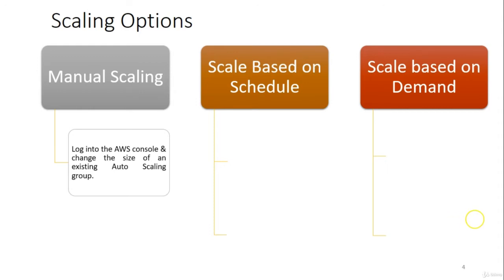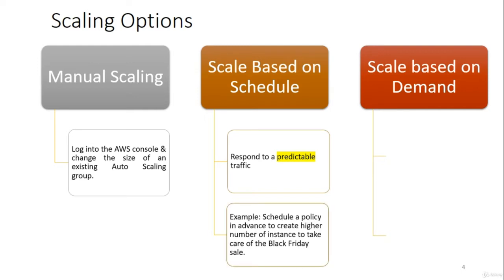You can scale based on a schedule when you need to respond to predictable traffic. For example, schedule a policy in advance to create a higher number of instances to take care of the Black Friday sale. You already know the date, for example the 4th Friday of November, that is the Black Friday sale date. For that particular date you can schedule a policy that you require X number of instances, and that will be auto executed.